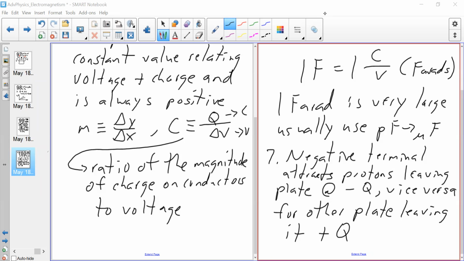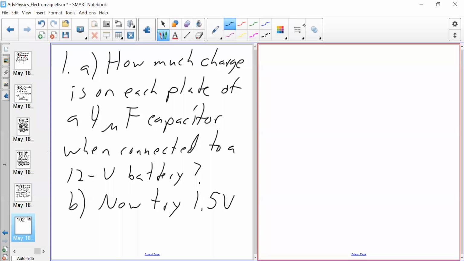Okay, so let's do a quick example, and then we'll go on to 26.2. We have this problem: how much charge is on each plate of a 4 microfarad capacitor when connected to a 12-volt battery? So C equals Q over delta V. We just solve for Q in each case.